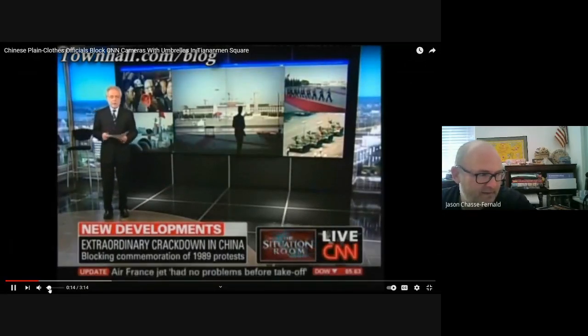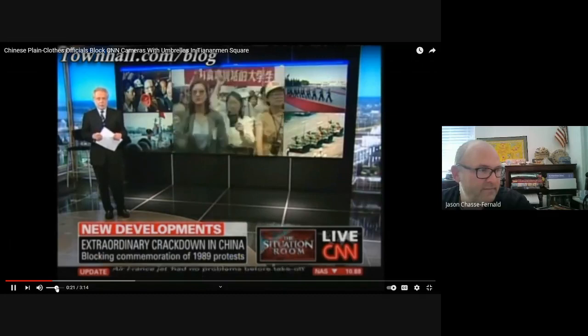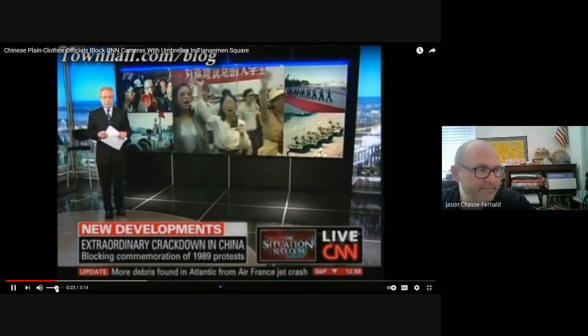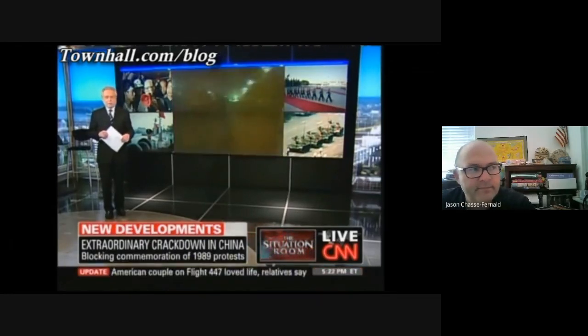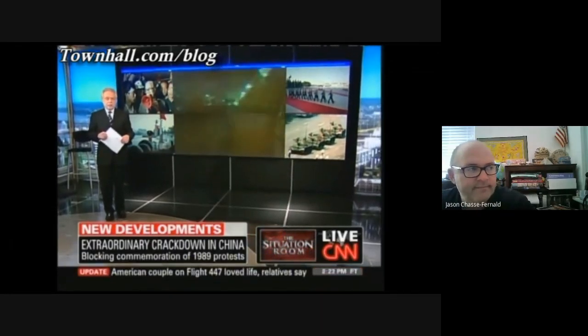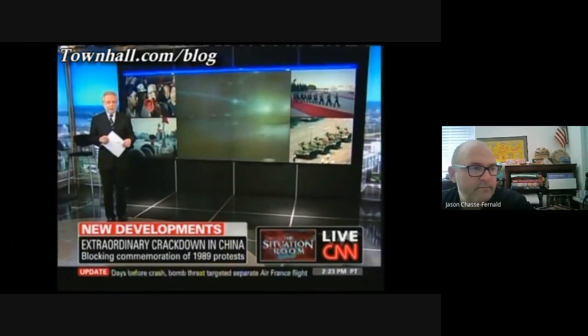Pro-democracy demonstrators. The rallies began in April 1989 after the death of China's reformist leader. The massive protests went on for weeks, with students erecting their own version of the Statue of Liberty. Finally, martial law was declared and troops moved into Tiananmen Square. On the night of June 3rd, they cleared the square and opened fire, killing hundreds. The lasting image.